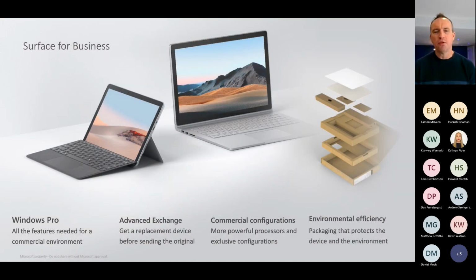The key difference also between the Surface range and other devices is that Microsoft only develop for businesses. So they are less interested in the consumer marketplace, which is why all the applications and all the devices that they have are of the specification needed to support working employees. So these include things like the advanced exchange. So if a device breaks, the user can get the replacement device before they send the original device back. So it's quite a different way of working. So employees are never without a device is the aim that they strive to achieve.